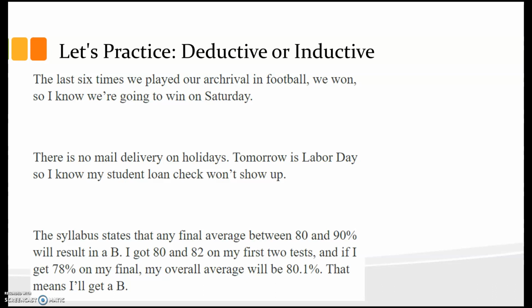For our second one, it says there is no mail delivery on holidays. Tomorrow is Labor Day, so I know my student loan check won't show up. Man, those student loan checks. Here we're taking an already known statement, that there's no mail delivered on holidays, and since the next day will be Labor Day, we can safely conclude that we should not get that student loan check, because no mail is delivered on holidays and Labor Day is a holiday. So this is deductive reasoning.